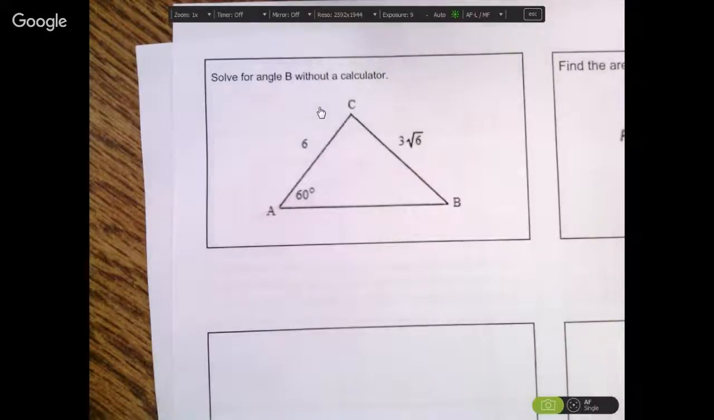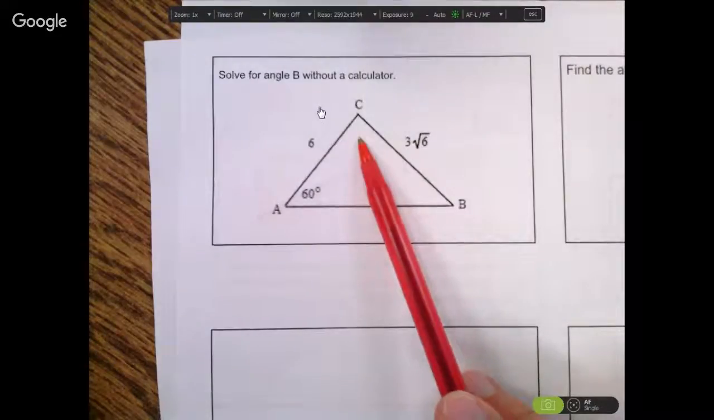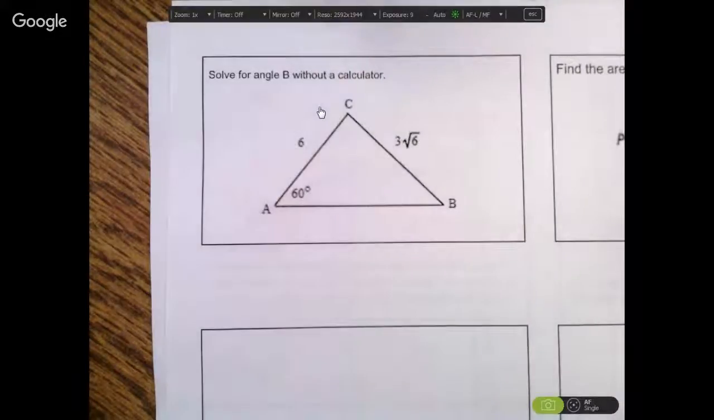So can I use SOHCAHTOA on this? No, because we don't have a known right angle. This might be 90 degrees, might not. I don't know. Okay, so we can't use SOHCAHTOA. So I could use law of sines, I could maybe use law of cosines. But I want to point out that we can't have two unknowns in our formula.